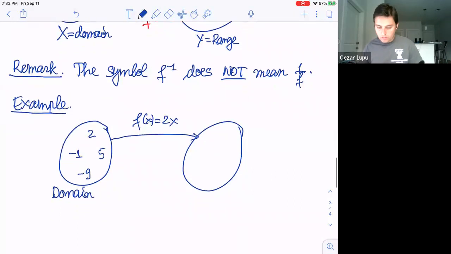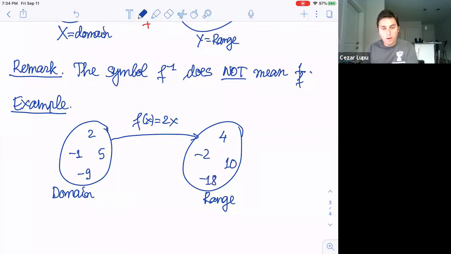Here will be what we will call the range. So in other words, we take elements from the domain. As we can see, we have 2, -1, 5, and -9, and we're going to send them to the range through this function. Basically, we take each element and we multiply them by 2. So we will have 4, we'll have -2, we will have 10, and we will have -18 here.